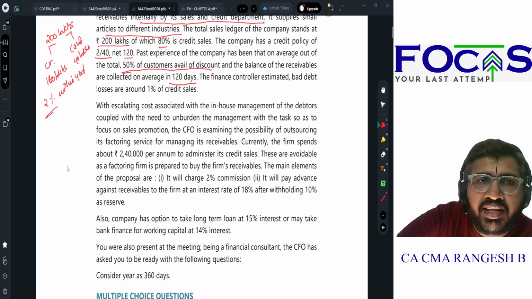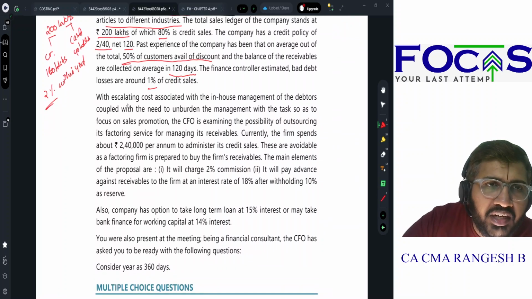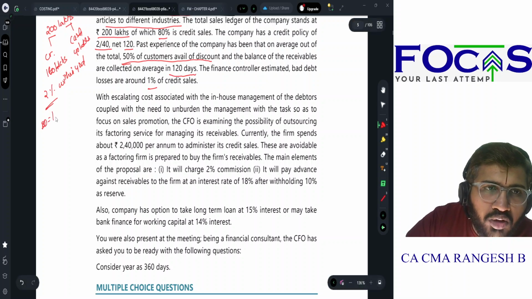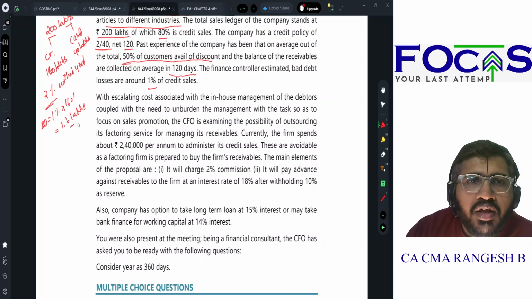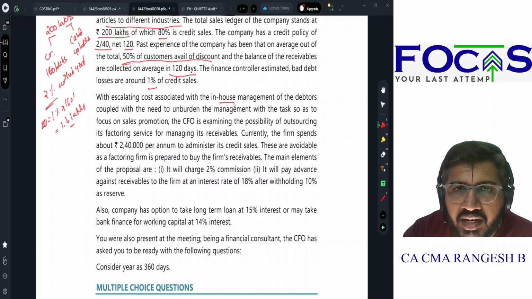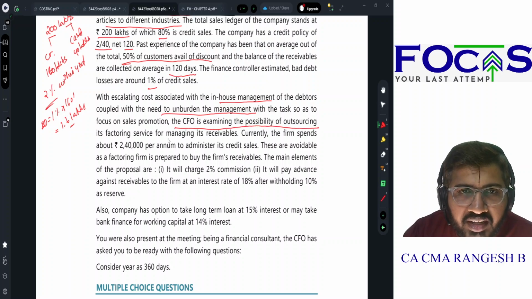The finance controller estimated the bad debt losses to be 1% of credit sales. So bad debts is how much? 1% of 160 lakhs, which is 1.6 lakhs. With escalating costs associated with the in-house management of the debtors, coupled with the need to unburden the management with the tasks, the CFO is examining the possibility of outsourcing its factoring service for managing its receivable. Currently, the firm spends 2,40,000 per annum to administer its credit sales. These are avoidable as a factoring firm is prepared to buy the firm's receivables.